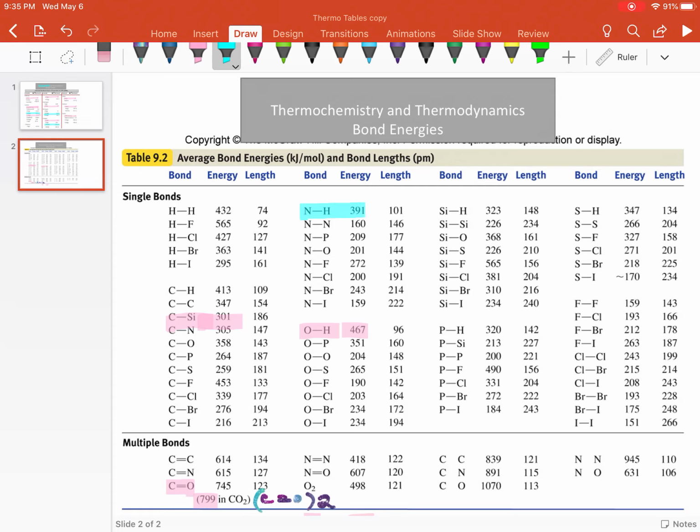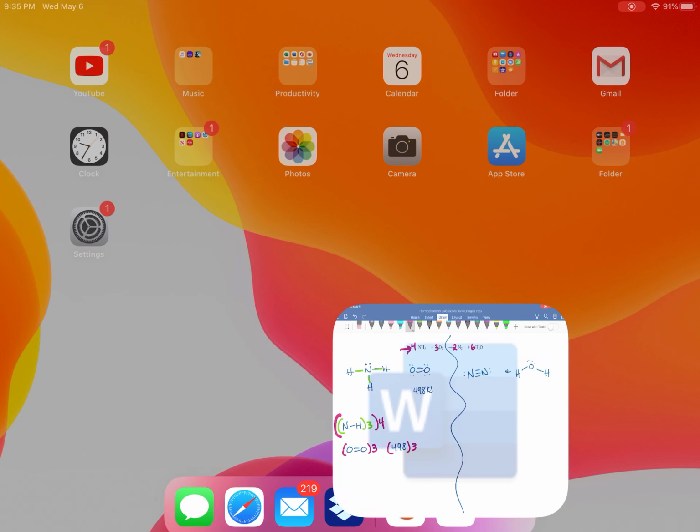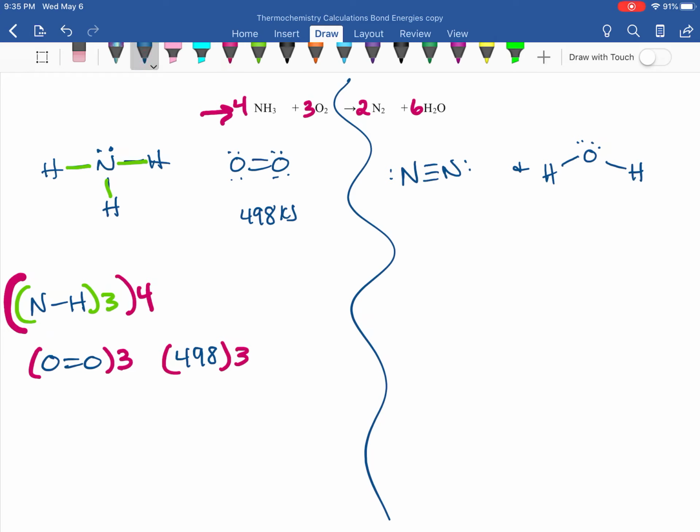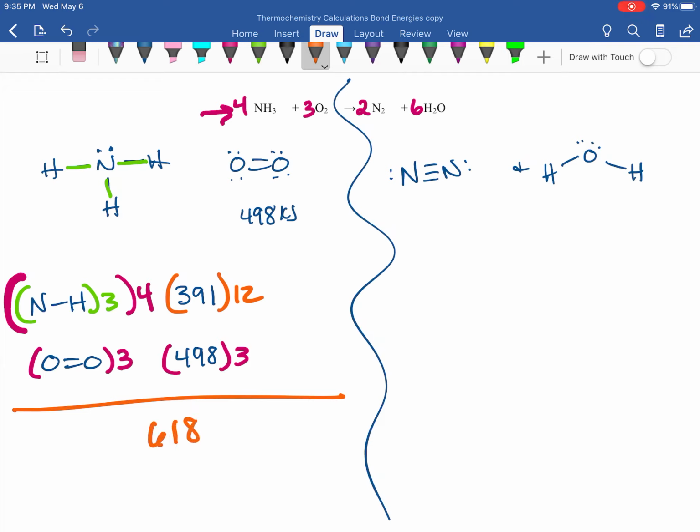All right, let's look for NH. There it is, 391. All right, let's put 391 here, and then again, we're going to multiply that thing, holy cow, by 12. All right, so we're going to add up this side. Let's see what we get. You could get some pretty huge numbers here. That's okay. All right, I get 6186.